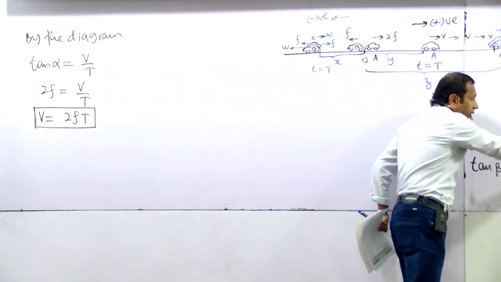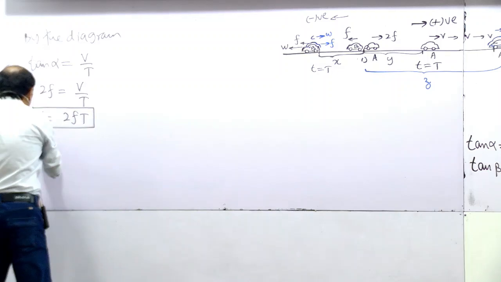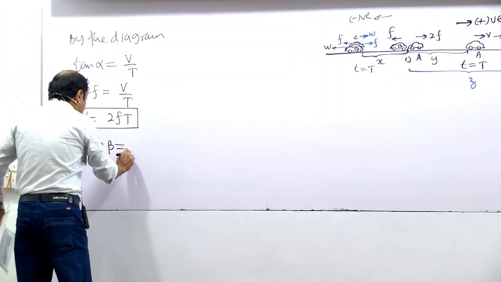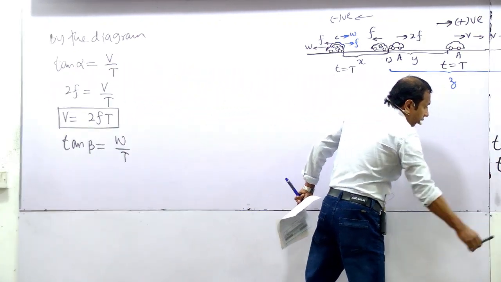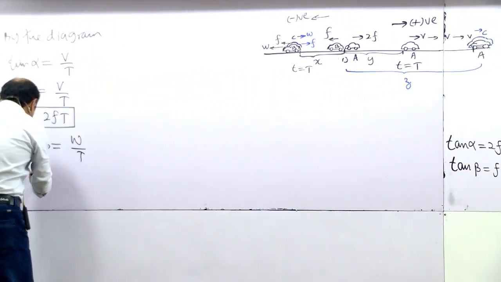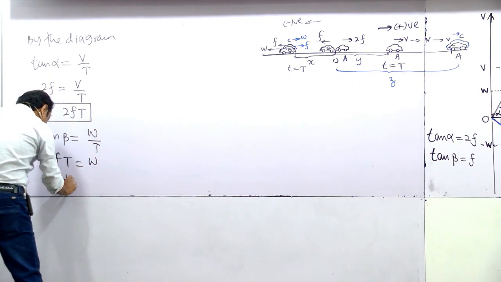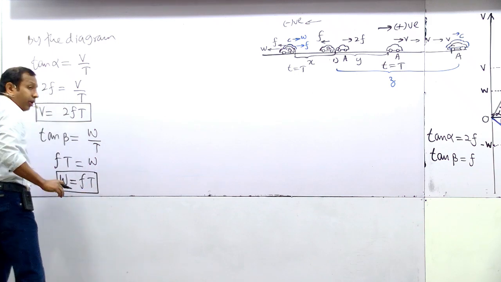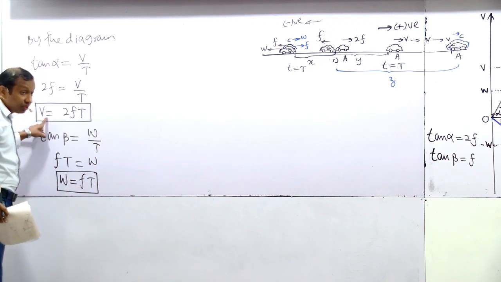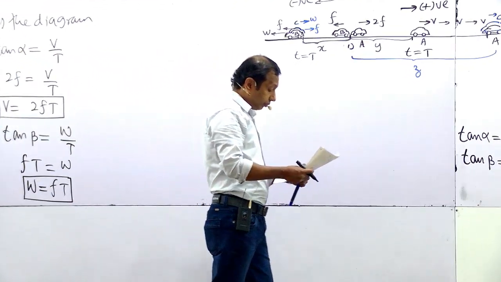Come to here, tan beta is W over T, right? Tan beta, if we use cross multiplication by T, fT equals W, W equals fT. Right, no? Now you can see V is 2 times W, V greater than W, right? That's fine.